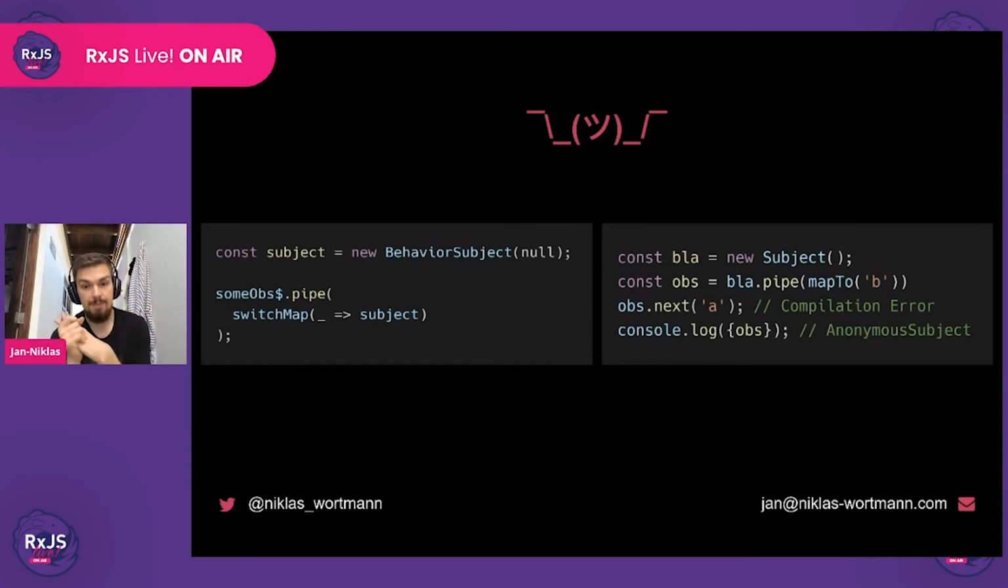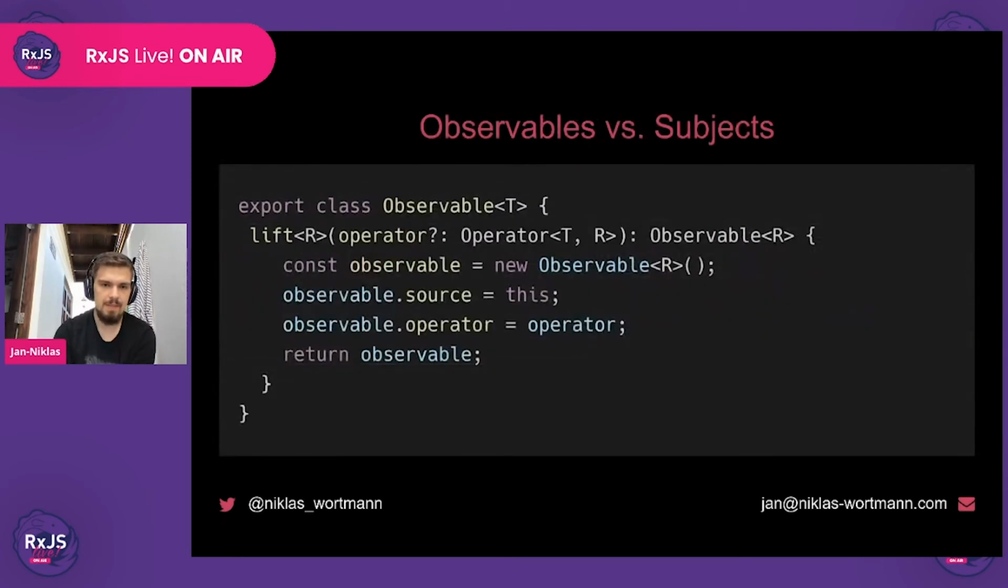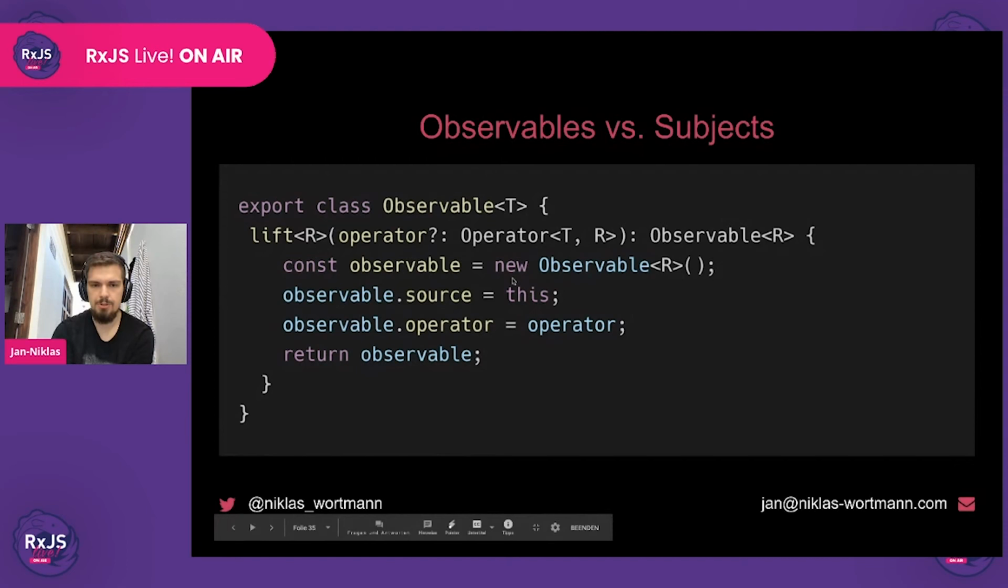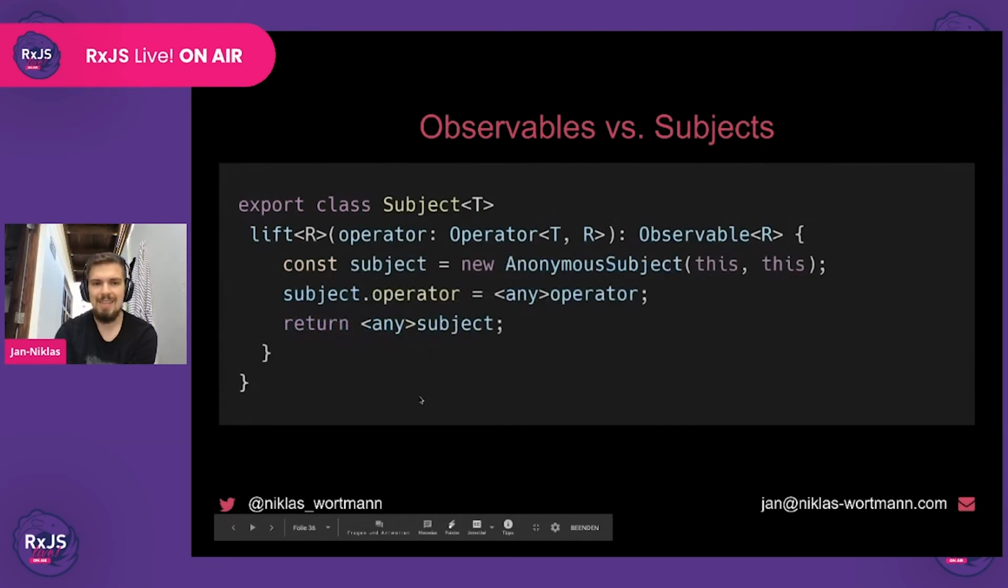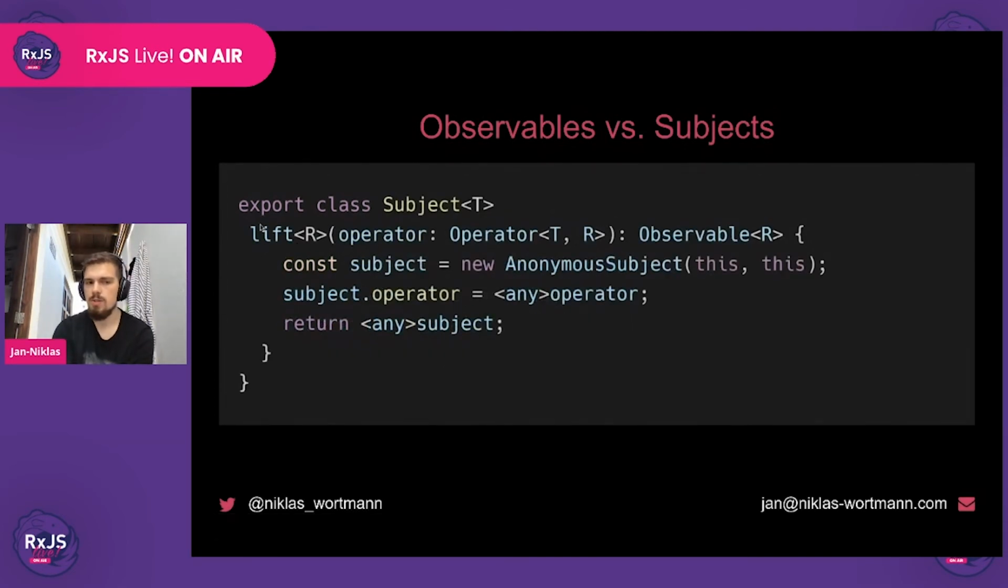Back to the topic. Why is now calling operators on a subject returning an anonymous subject and not an observable? That's a big question here. The thing is, the observable implements a lift method, right? Where we create a new observable and return it. The thing is, subject also implements its own lift method where we create this anonymous subject.